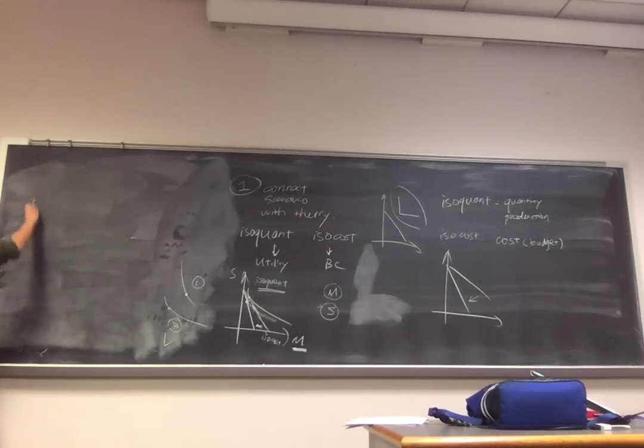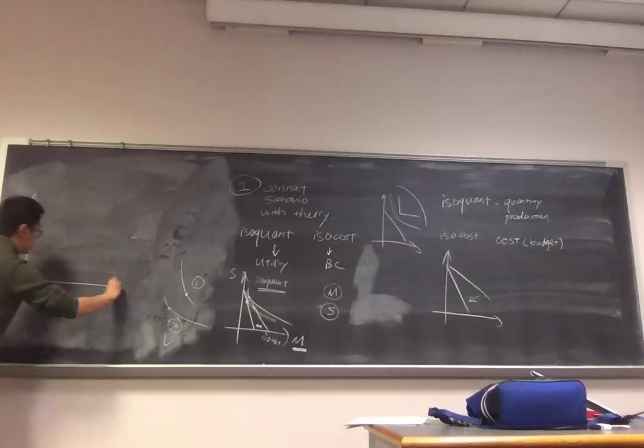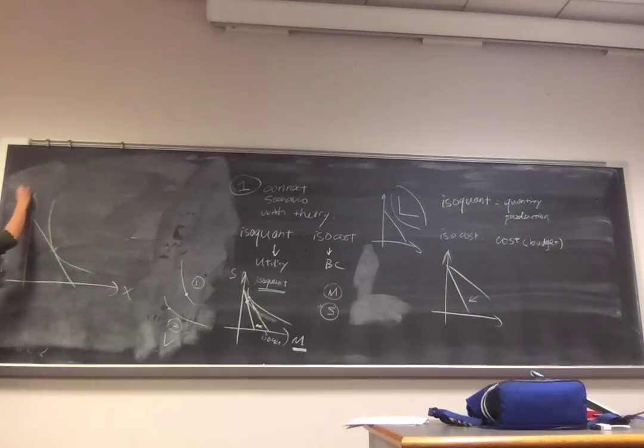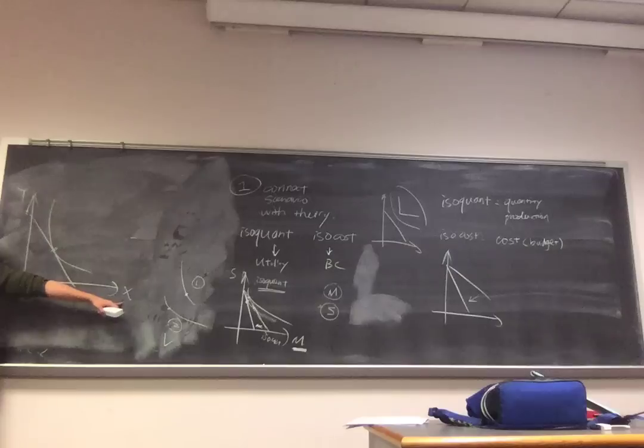Let's draw the graph again. This is the budget constraint and this is your utility curve. This is your optimal bundle, okay? And now, maybe this is X, this is Y, the price of X increased. So shift this, and how will you find your optimal bundle?